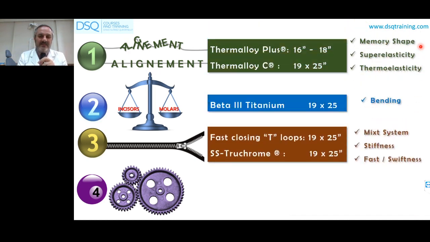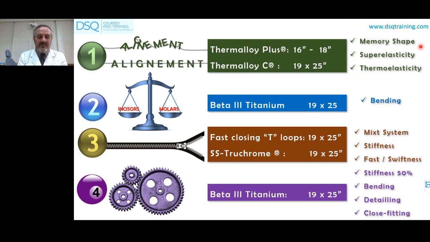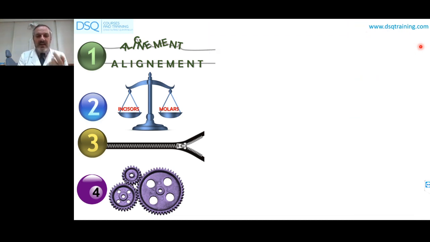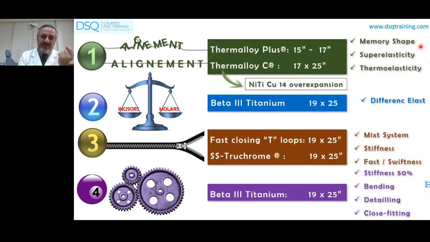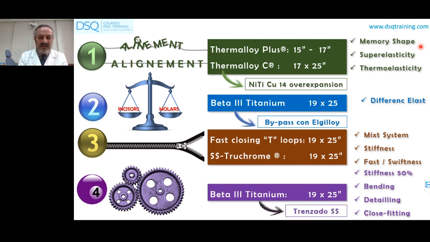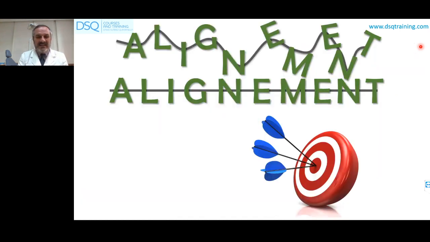The different types of wires, we are using the thermal wires, beta 3 titanium or TMA wires, stainless steel wires, and different types of wires. We use also the nitinol-type copper to produce overexpansion in patients with a very severe collapse. I like very much the bypass arch wires with LG for the beta 3, the utility arch or Mulligan arch wire, and for the beta 3 titanium we use the braided stainless steel.